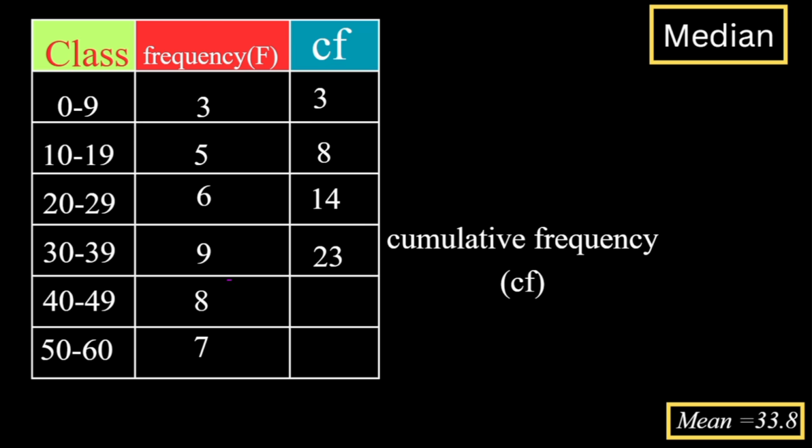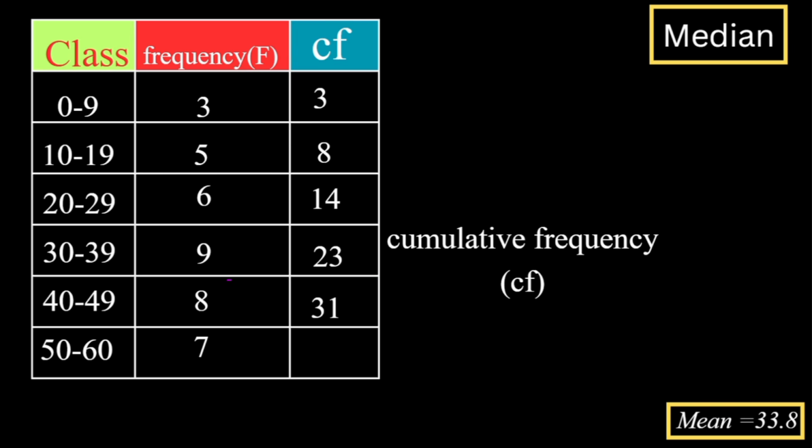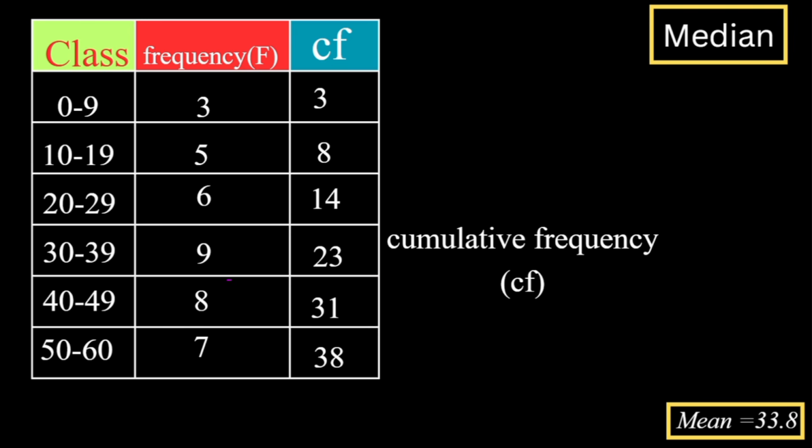The next frequency, it is 8. So this shall be 8 plus the previous class cumulative frequency, and of course our previous class cumulative frequency is 23. So 23 plus 8 gives us a total of 31. And last, we have this frequency, which is 7. We add the previous class cumulative frequency, which is 31, and 7 plus 31, that is basically 38.